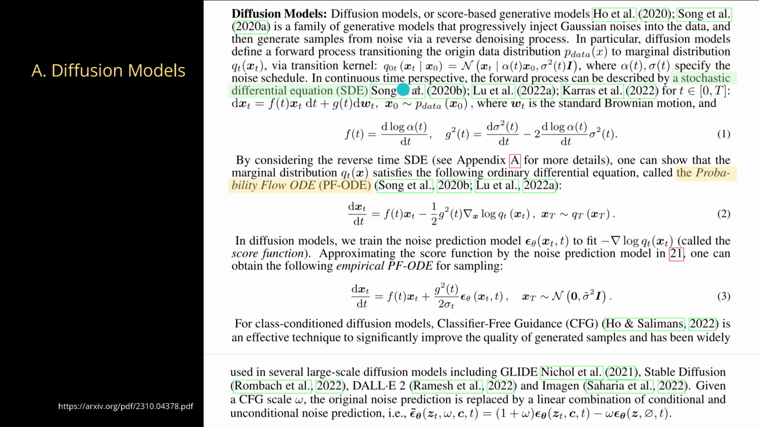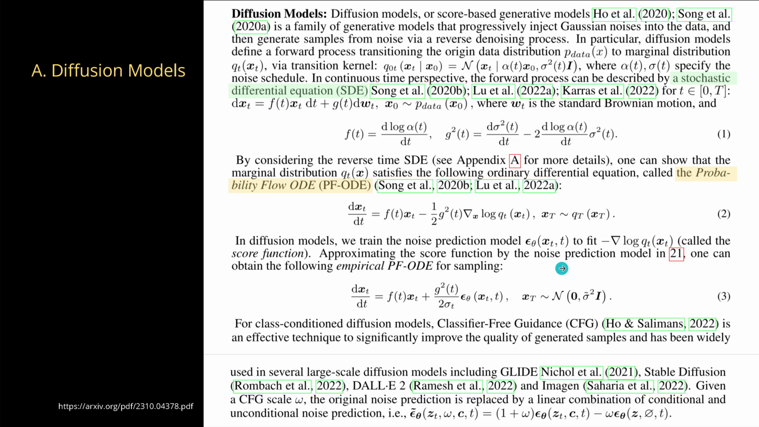kernel. In a continuous time perspective, the forward process can be described as a stochastic differential equation. You say, yippee, yes! Here we also have our standard Brownian motion. Now, by considering the reverse time SDE, one can show that the marginal distribution satisfies the following ordinary differential equation called the probability flow ODE. This is important. So this is our baby here. This is our beauty that we're going to focus on. Now, in the diffusion models, we train the noise prediction model epsilon theta to fit here minus nabla log qt xt, called our score function.